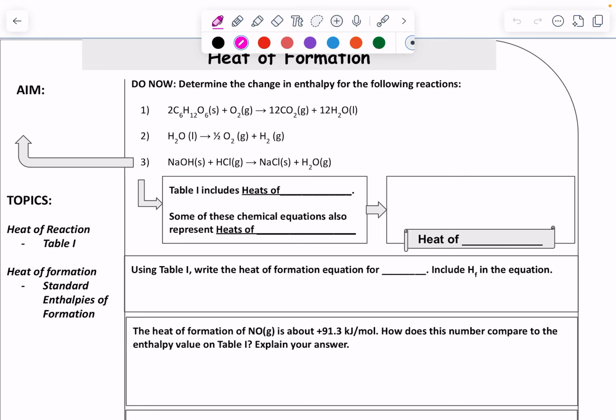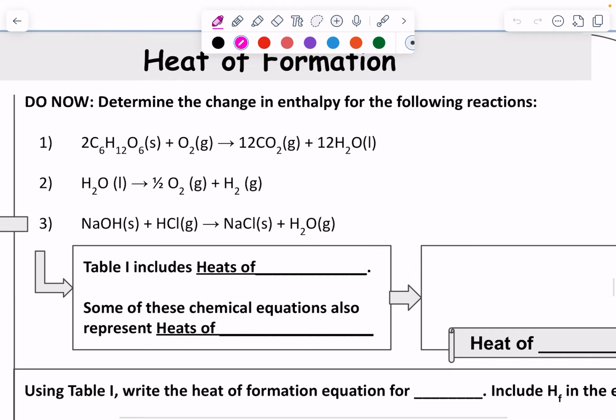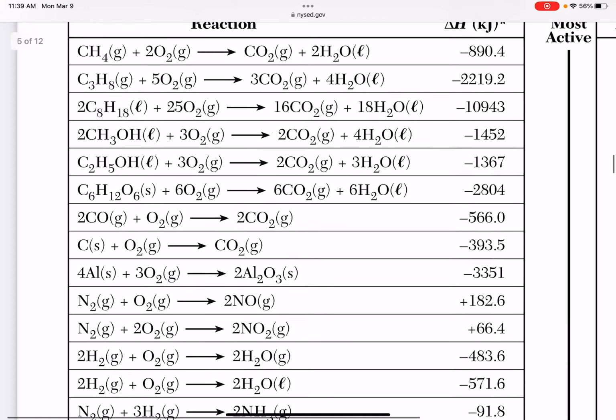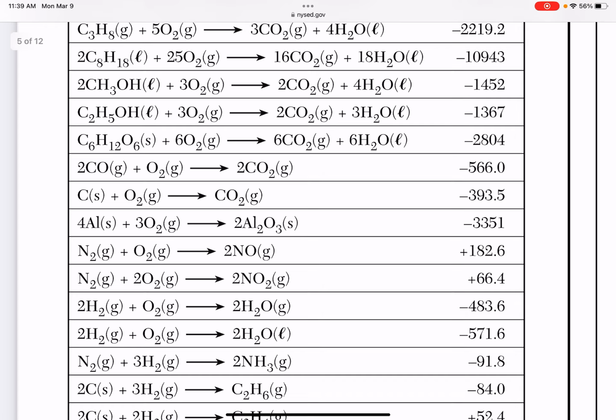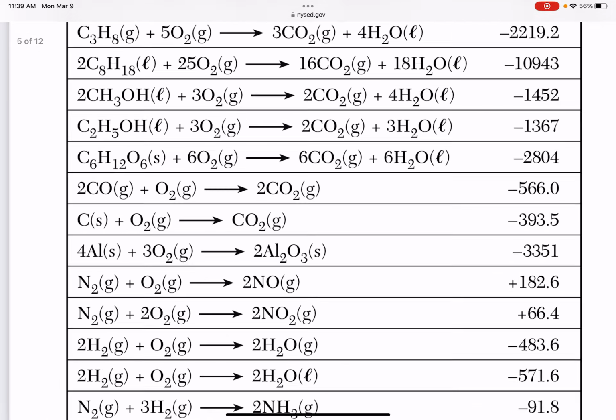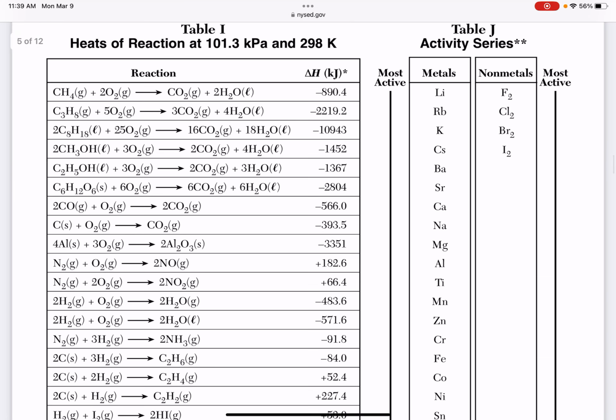So for the first one, we have two options. You can either go ahead and use the bond energies, or because we do have a shortcut available, which is Table I, we can check to see if this equation is on Table I. So here's my Table I, and I do see the equation for the combustion of glucose. The only problem is that the equation that I see in Table I, okay, this is the one that I'm talking about.